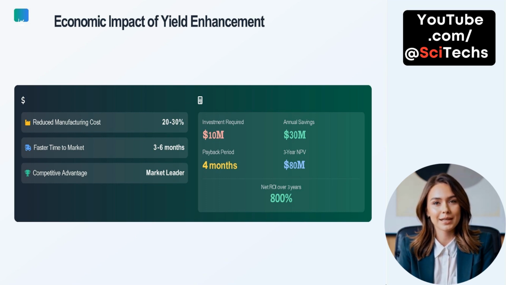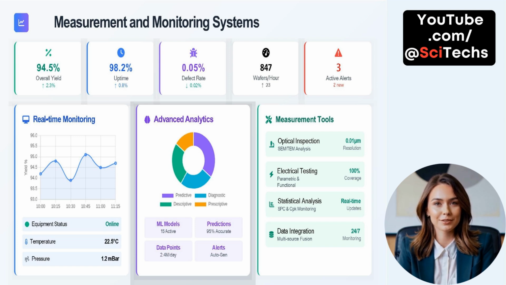On the investment side, the required capital is $10 million, but the payback period is remarkably short, just 4 months. Annual savings reach $30 million, with a 3-year net present value of $80 million and an outstanding net ROI of 800% over 3 years.